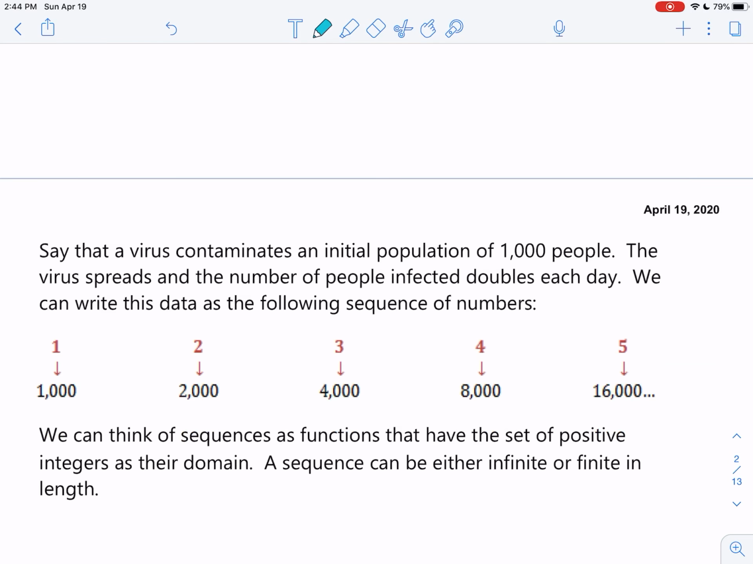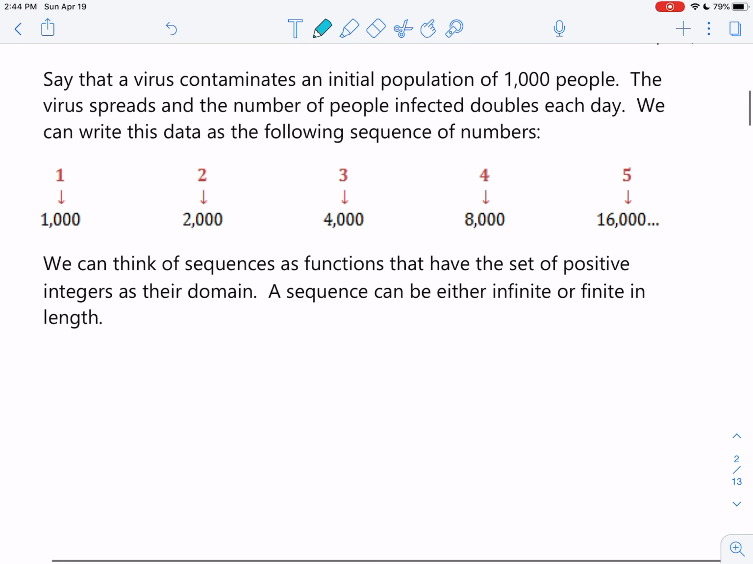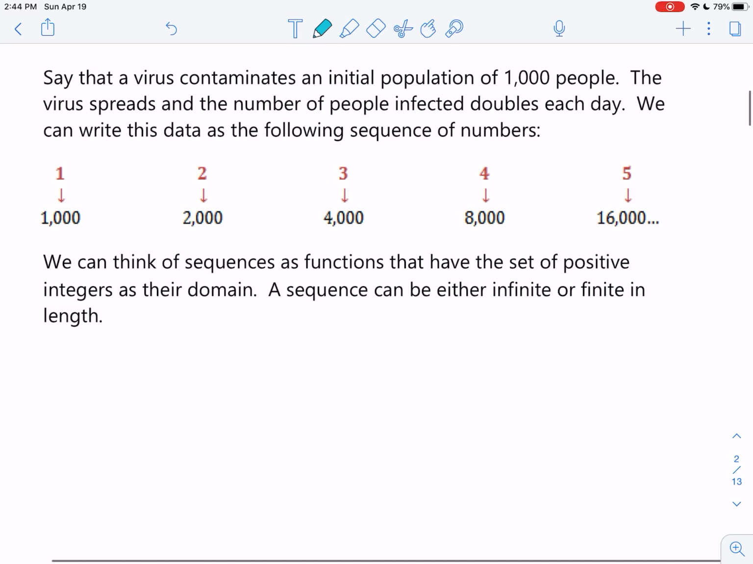All right, let's get started here. So this is actually the example I always start out with, whether we are experiencing coronavirus or not, and I thought that it was particularly applicable for today. So say that a virus contaminates an initial population of 1,000 people. The virus spreads and the number of people infected doubles each day. So we can write this data as the following sequence of numbers: 1,000, 2,000, 4,000, 8,000, 16,000, etc.